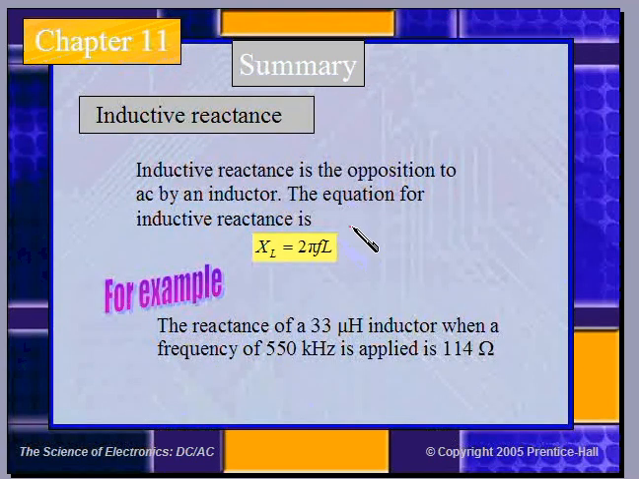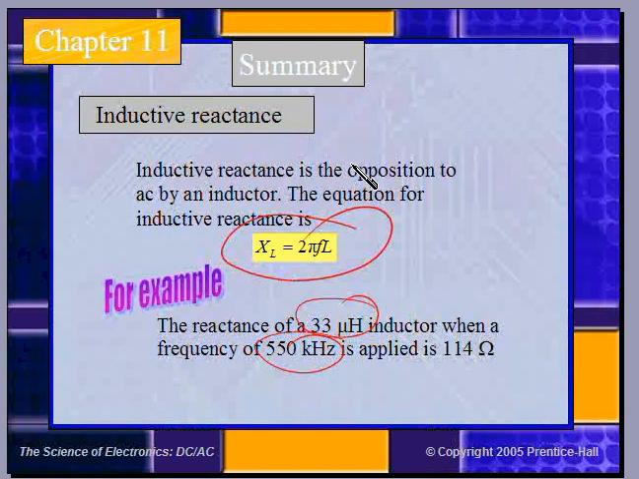In AC circuits, the inductor exhibits resistance also, called inductive reactance. It's equal to 2 times pi times the frequency times the inductor value. So if I have 33 microhenries at a frequency of 550K, what's X sub L? That's just 2 pi times 550K for the frequency times 33 micro.